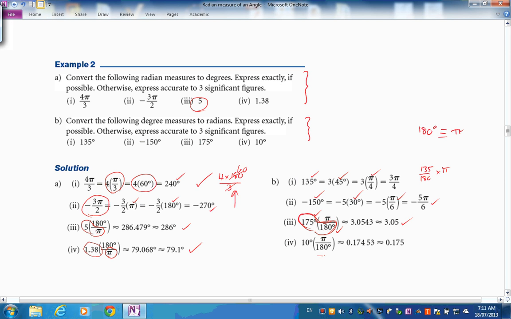And then 10 degrees, what portion of a pi have you got? 10 180ths. So this is your tool here. If you're in pi land, then you're going to say what fraction of pi have I got, and therefore what fraction of 180. If you're in degree land, you'll find a fraction of 180 and change that to that fraction of pi. And there could be decimal fractions there.